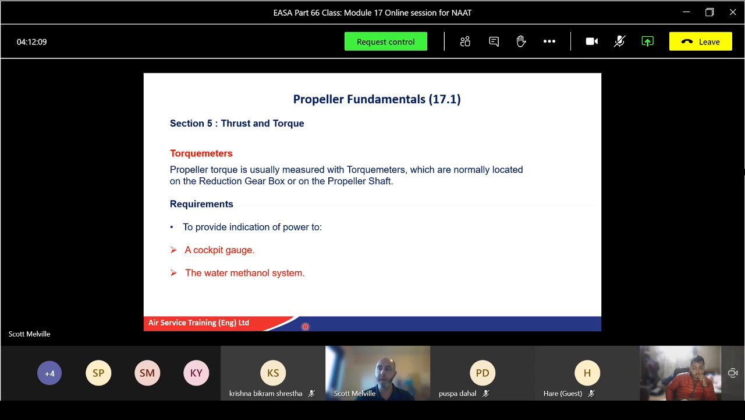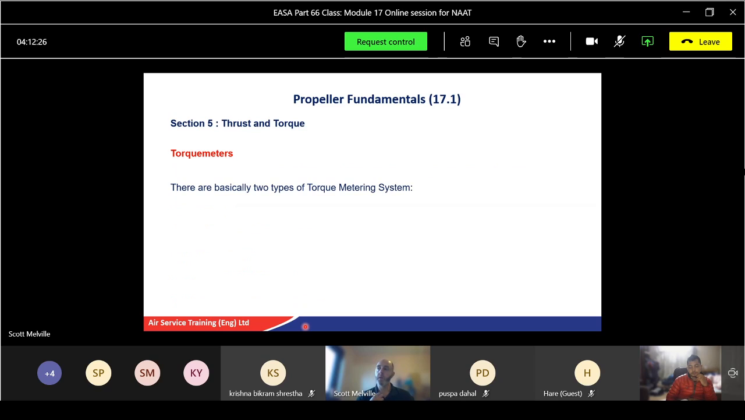We'll go more into water methanol when we do module 15. And the requirement is just the automatic feathering system as well. So we need to know the torque that's going on of those systems. So we need a torque gauge, something for the water methanol system, and automatic feathering system too. Same for module 15, so this will help for module 15 as well.